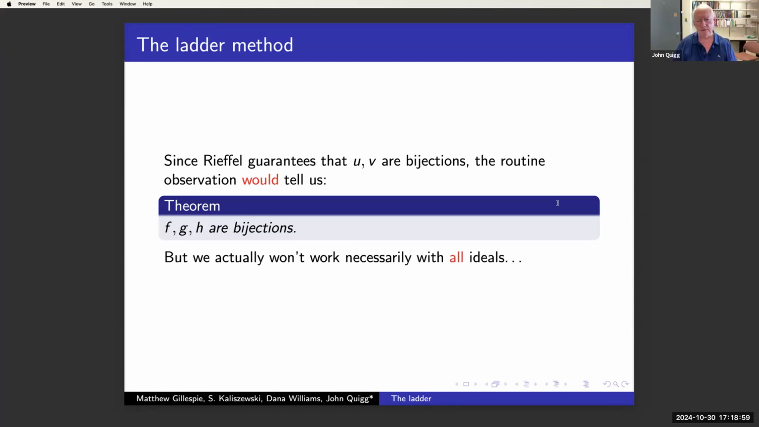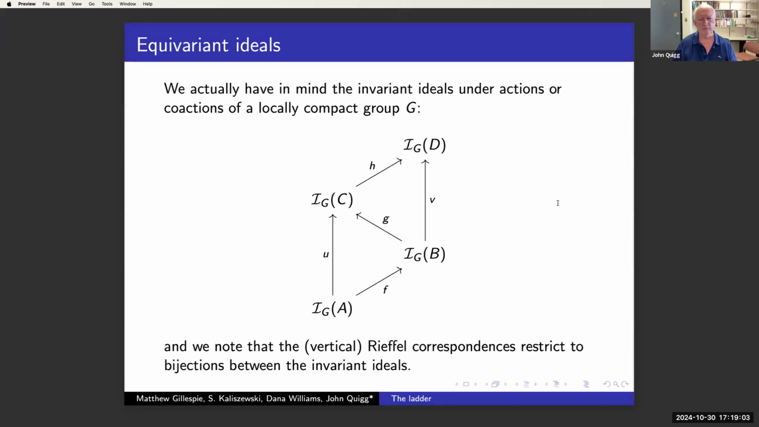But we actually won't work with all ideals in this case. We have in mind ideals that are equivariant under either actions or coactions of a locally compact group G. So throughout, G will be an arbitrary locally compact group, and we'll assume that it acts or coacts on all of the C-star algebras. It won't be all actions or all coactions. In our case, on one side, for example, A and C might be acted upon by G, and on the other side, B and D will have coactions of G, or the other way around. And we assume that all the actions and coactions are compatible in a way that makes the vertical Rieffel correspondences restrict to bijections between the invariant ideals.